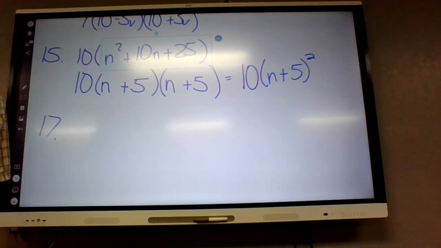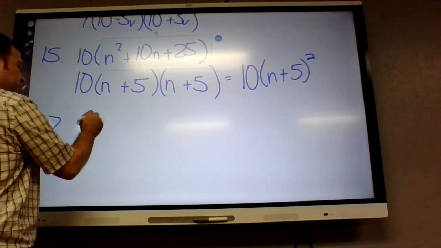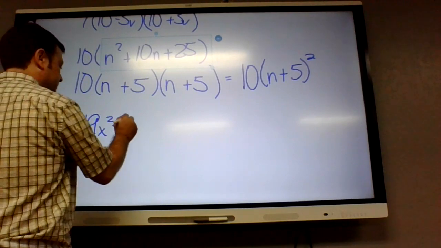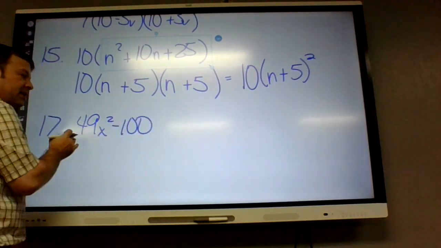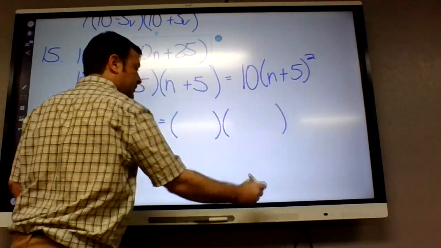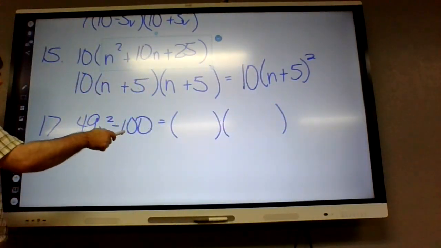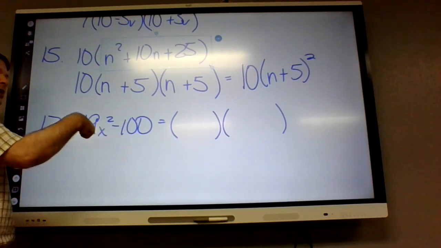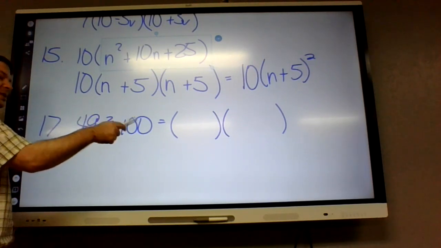$17. This feels like a repeat. I feel like we've done all these already. Okay, can we take anything out? No. The only thing that goes into 49 is like 7, so that's not going to work for 100. The only thing that goes into 100 are factors, are like multiples of 2 and 5.